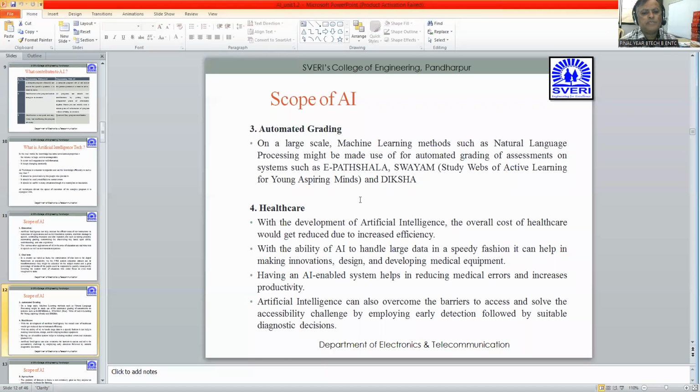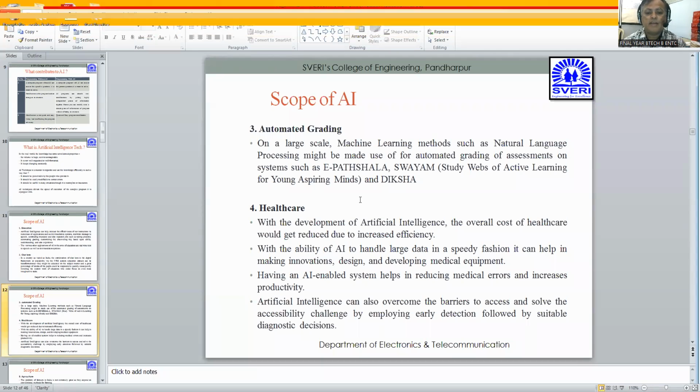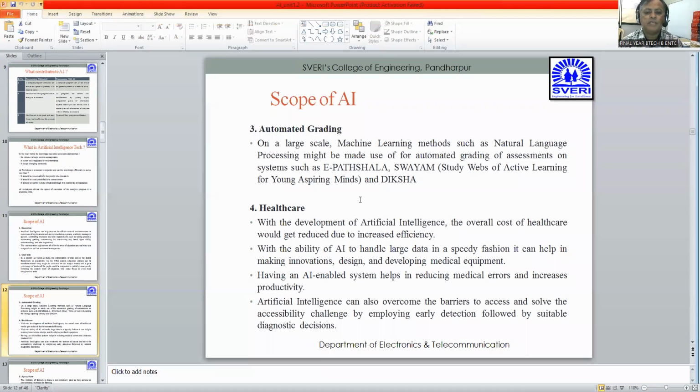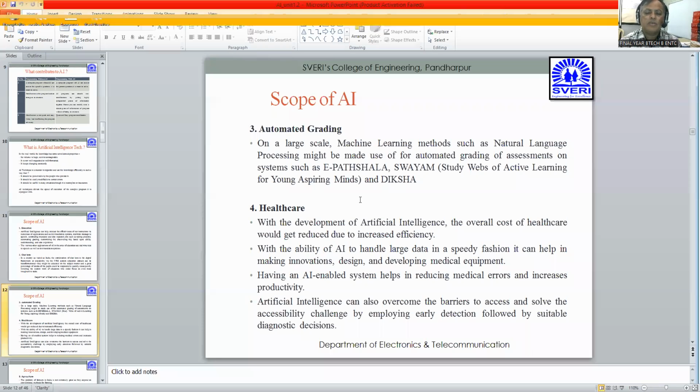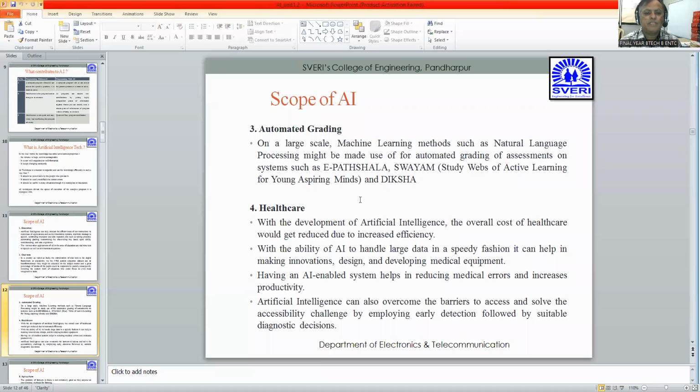Having AI-enabled systems helps in reducing medical errors and increasing productivity. That is also a very important aspect of AI coming into healthcare. AI can also overcome the barriers to access and solve the accessibility challenge by employing early detection followed by suitable diagnostic decisions. In most of the cases where patients die, it is because doctors are not able to diagnose at the right time. Early detection or earlier diagnosis is possible with the help of AI. That has been the challenge, where disease detection can be done at an earlier stage. If it is done, the patient's survival chances can increase. In these cases, AI can be very useful as far as healthcare is concerned.